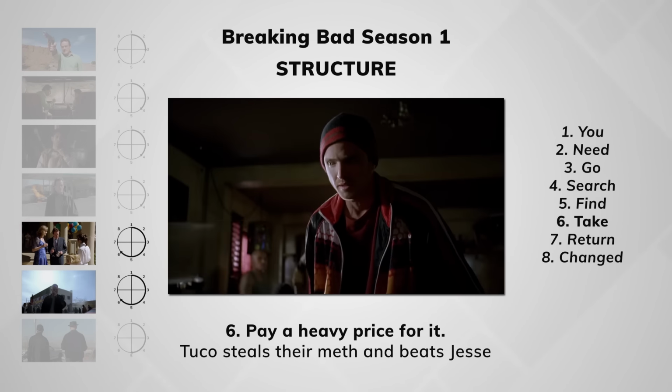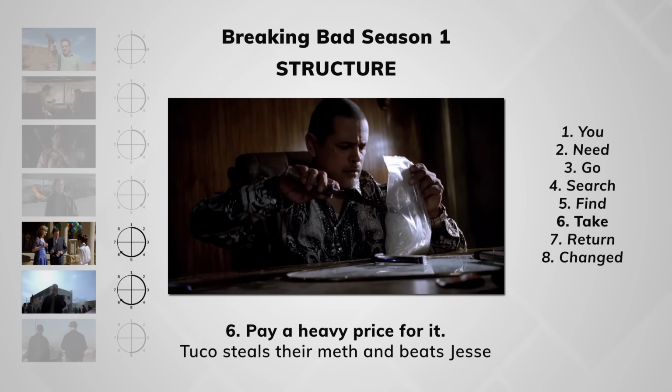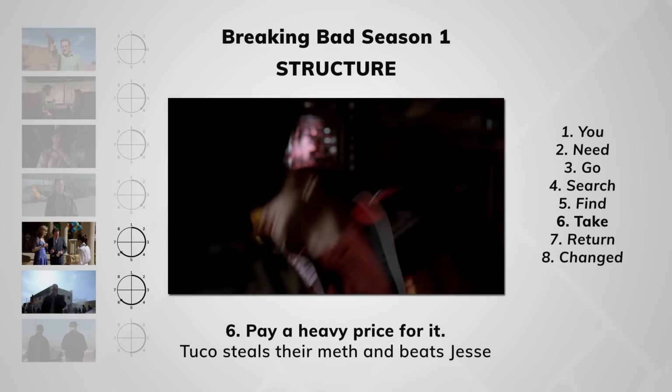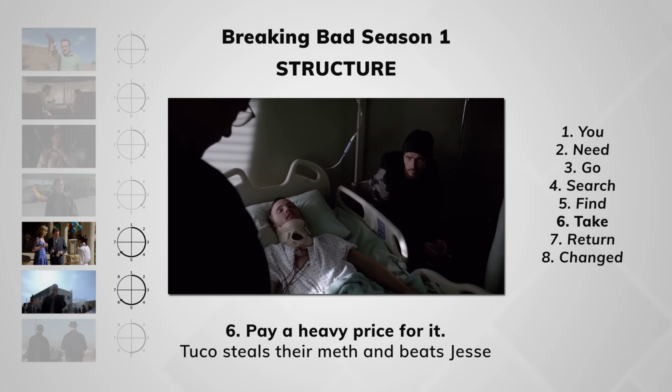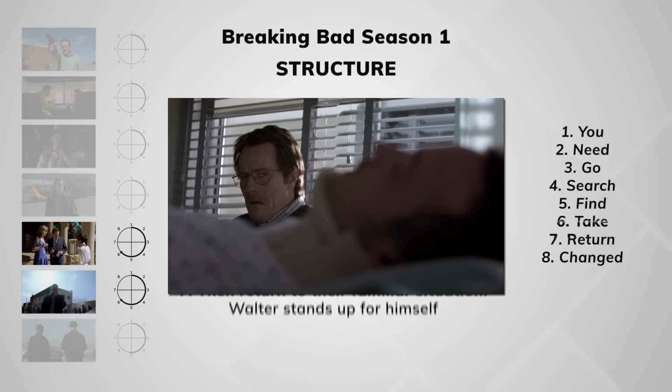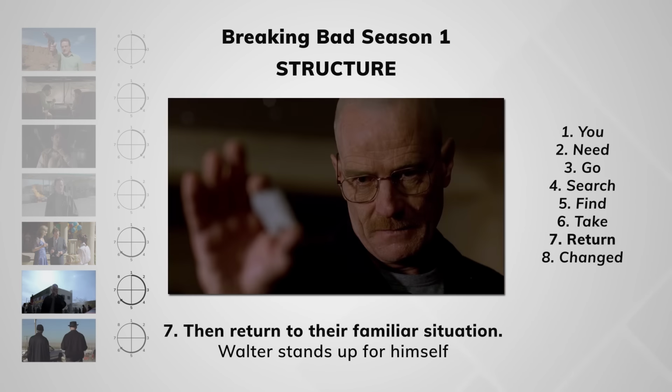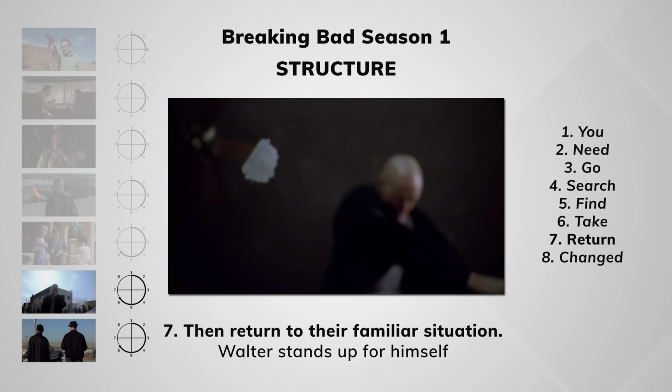However, he encounters a serious problem. Tuco, a high-level dealer, steals their meth and beats Jesse. At the end of episode 6 and through episode 7, Walter enters into point 7 by threatening Tuco and getting the money he earned from him.